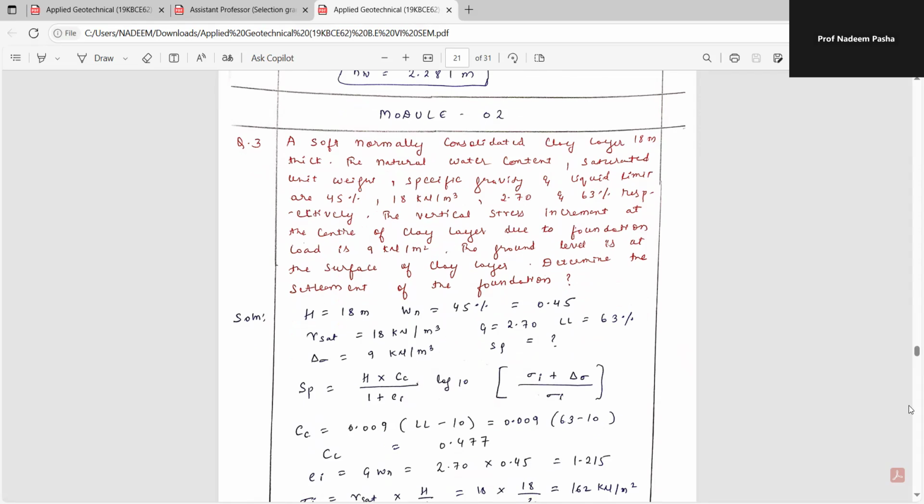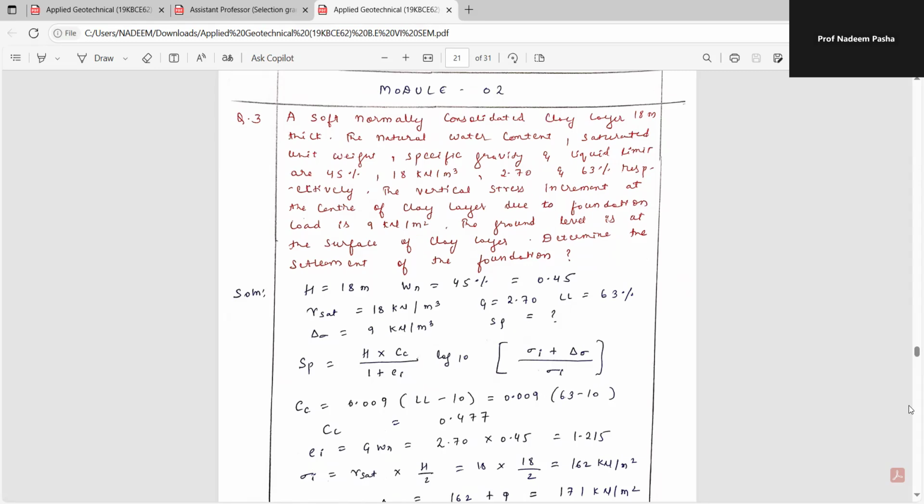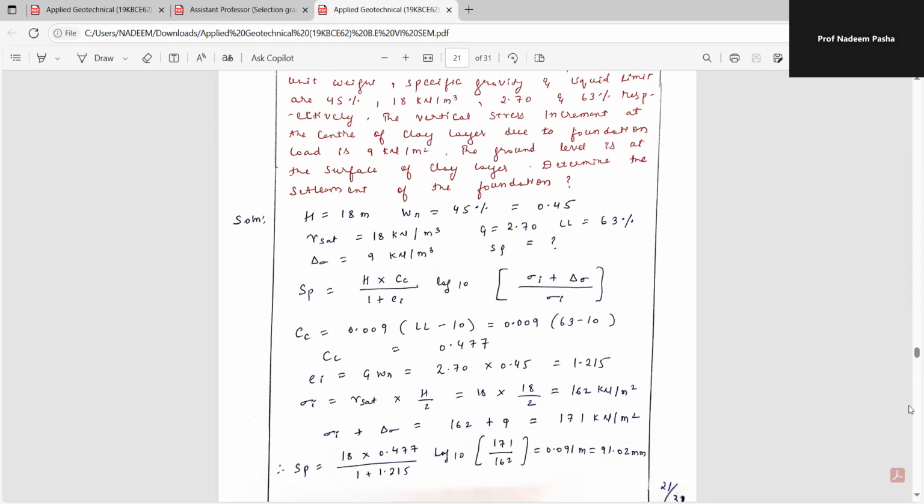SP is equal to H into CC divided by 1 plus E naught, log to the base 10 of sigma I plus delta sigma divided by sigma I. CC equal to 0.009 into LL minus 10, which is 0.009 into 63 minus 10. It comes out to be 0.477. E naught is equal to G into Wn, 2.7 into 0.45. It comes out to be 1.215.